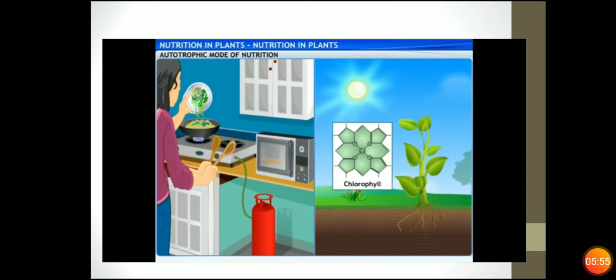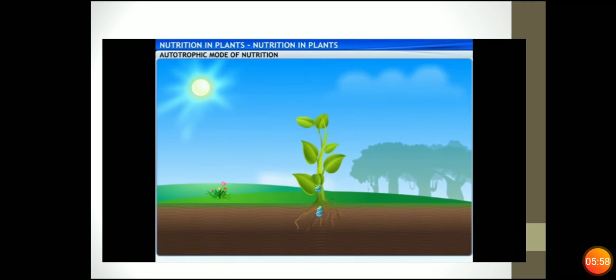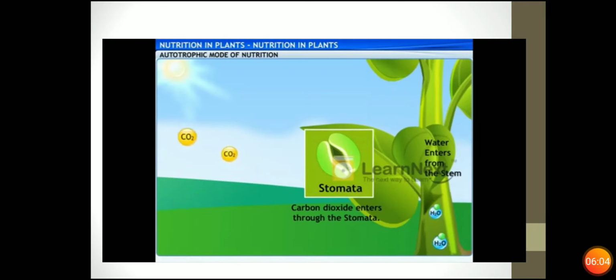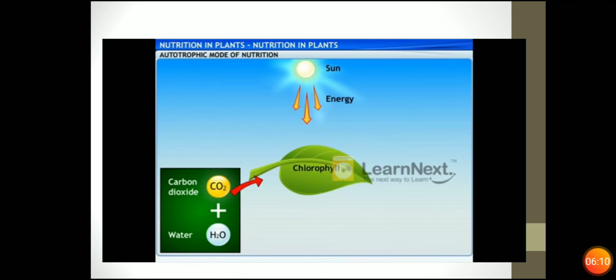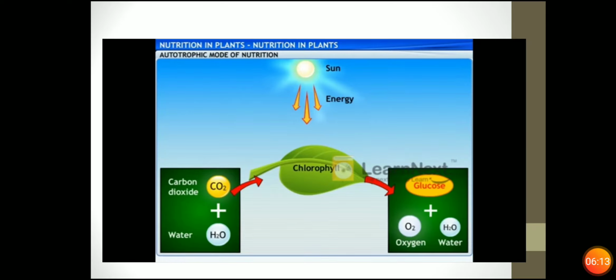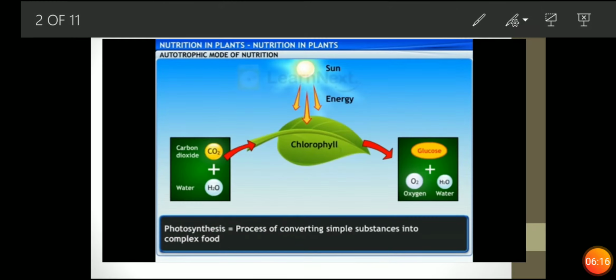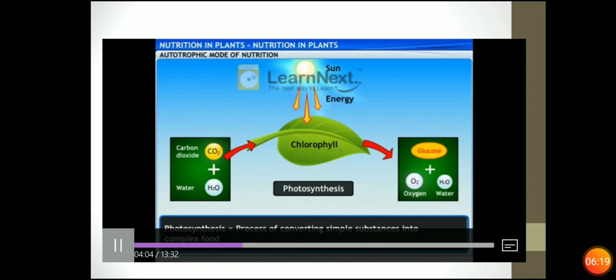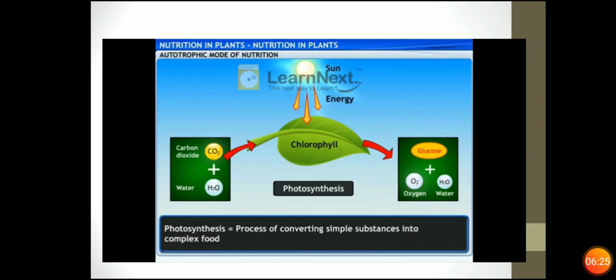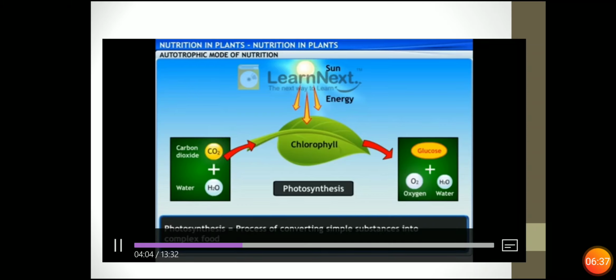Similarly, in plants, the green pigment called chlorophyll collects simple substances like water and salts from the soil and carbon dioxide from the air, and using sunlight as a source of energy, converts the simple substances into complex food for the plant. This process is called photosynthesis. Now what is photosynthesis? It is the process by which green plants prepare their food by using carbon dioxide and water in the presence of sunlight in the chlorophyll molecule. They give you food, that is glucose, plus oxygen. It is known as photosynthesis.